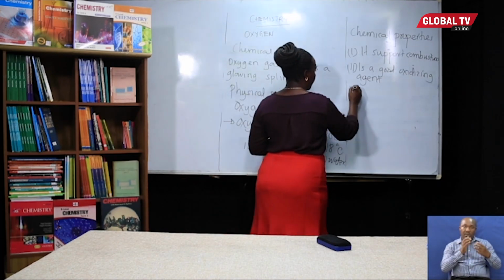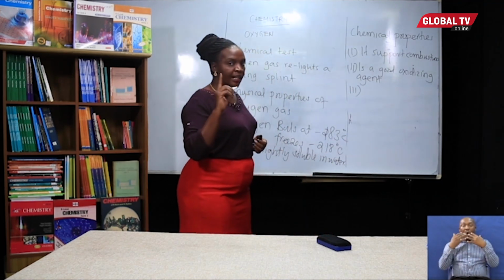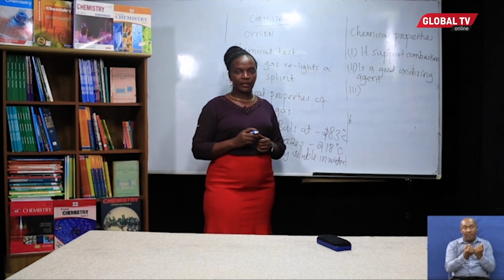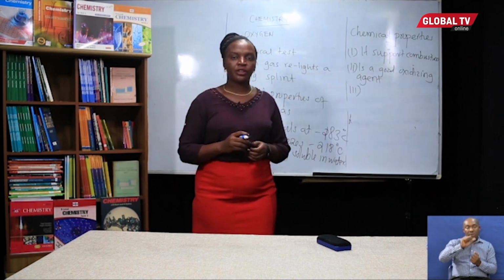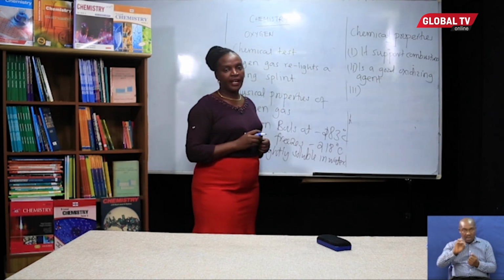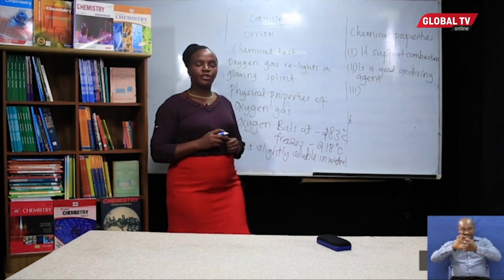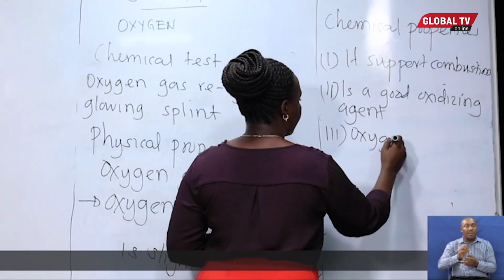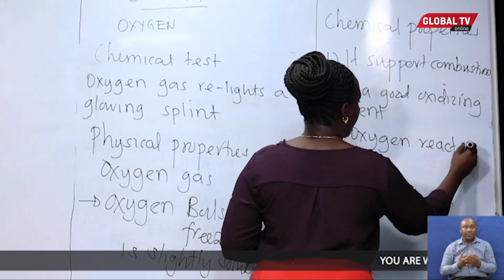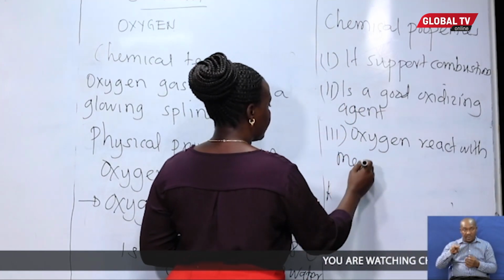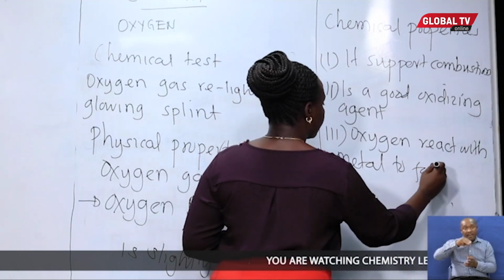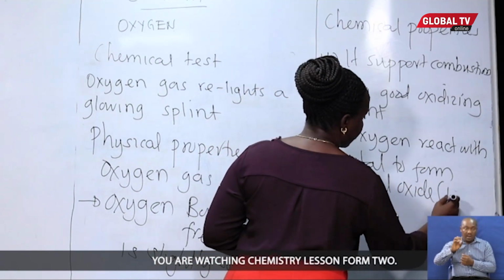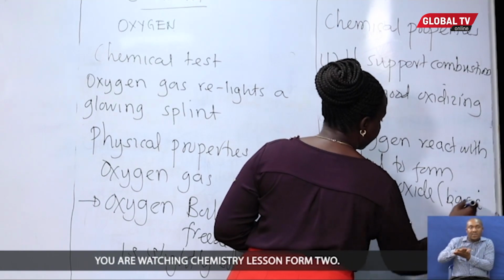But number 3, oxygen reacts with metal. And once they react with metal, they form metal oxide. Oxygen reacts with metal to form metal oxide, or in other words, basic oxide. This metal oxide is basic in nature, so it is called the basic oxide.